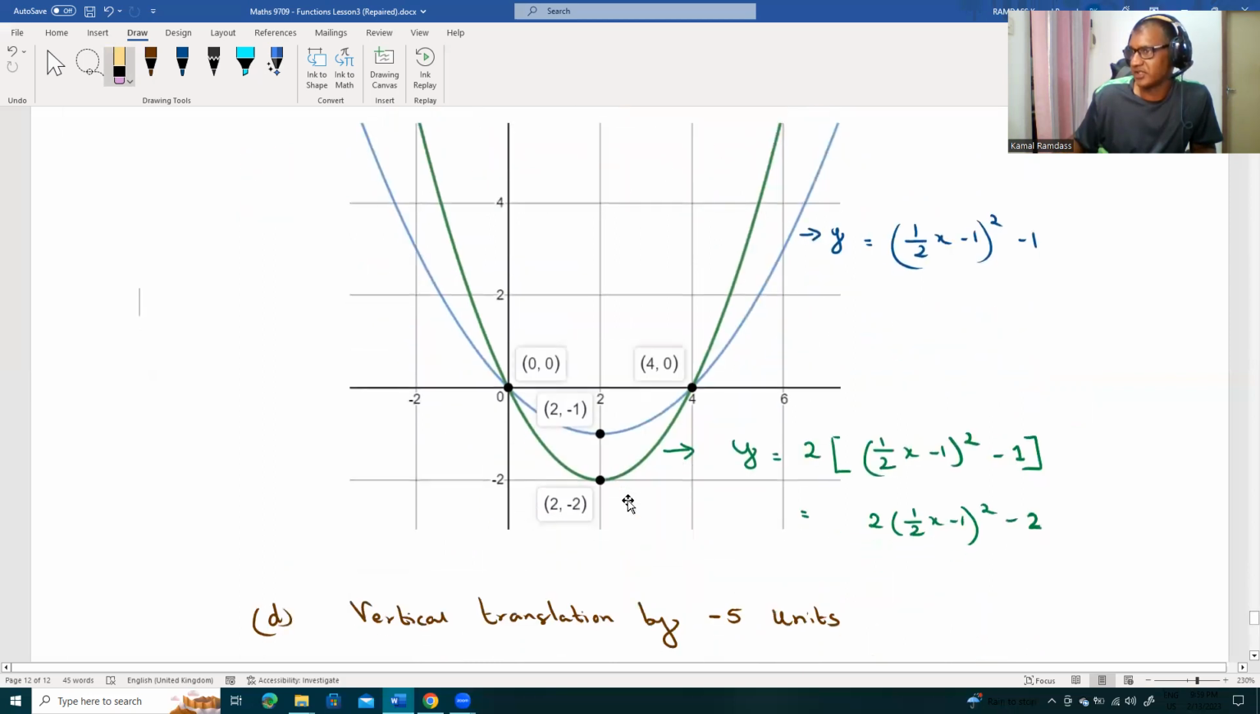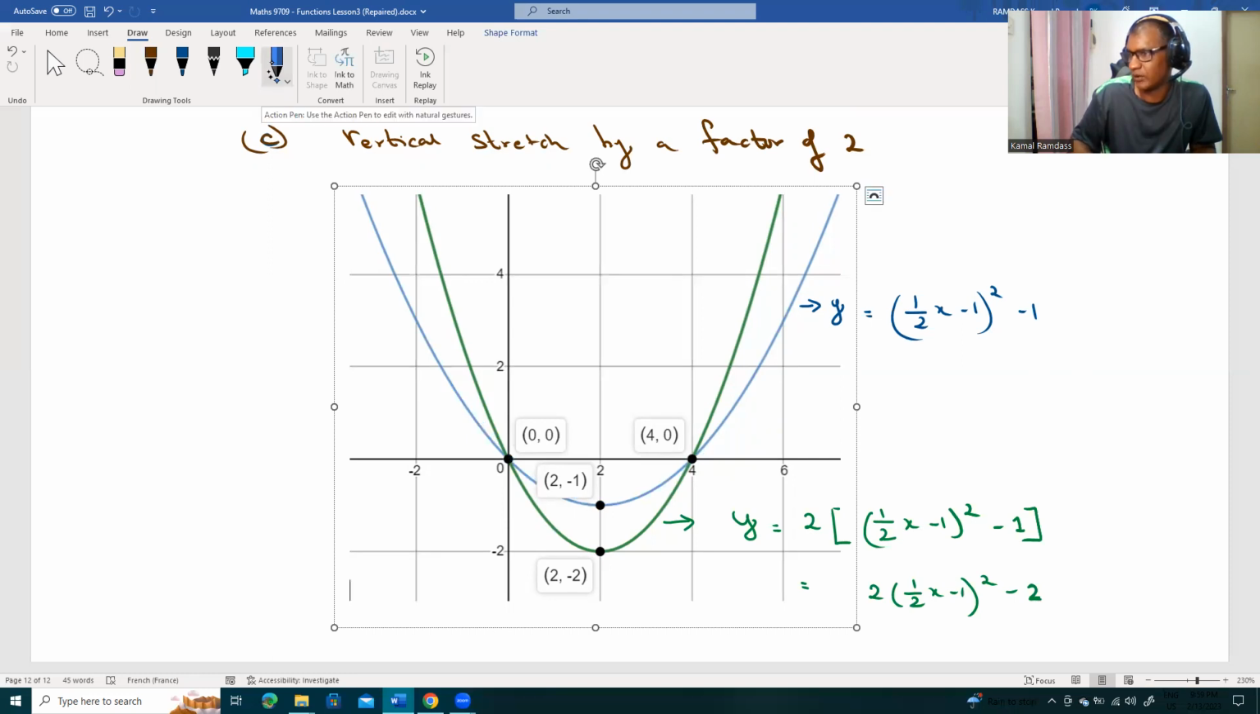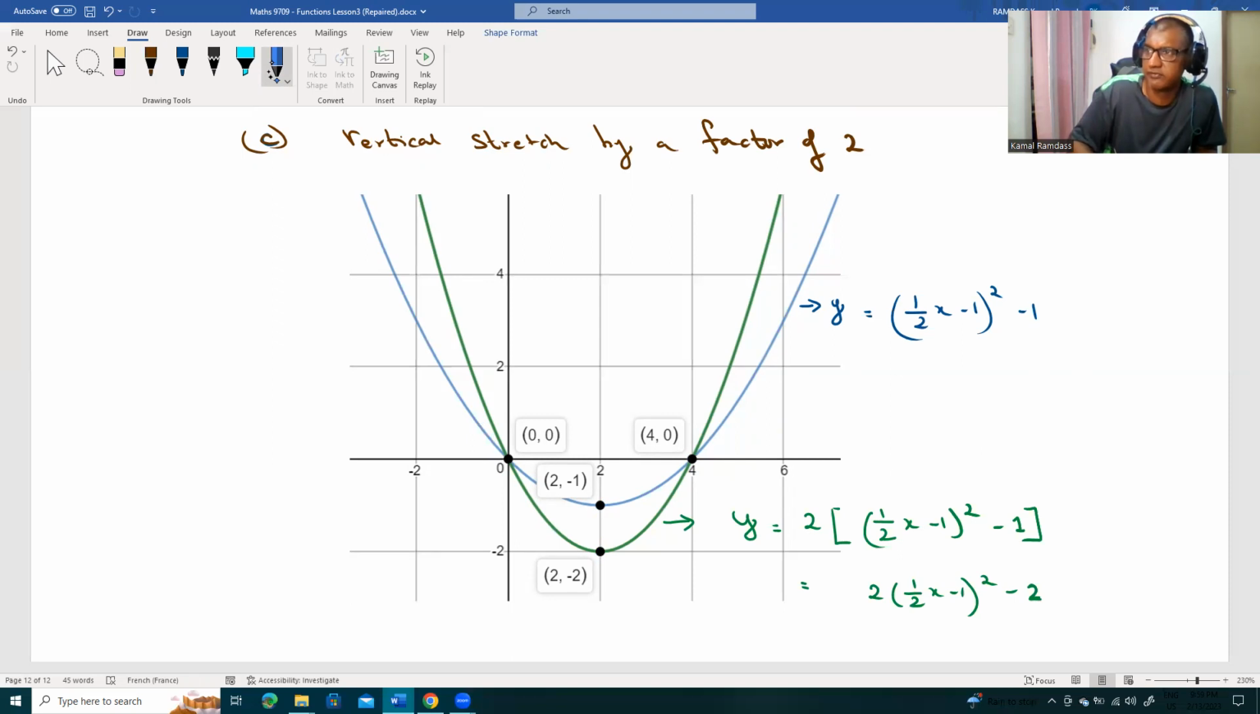Et vertically stretch. Il y a un motif bleu. Ça bleu là. On a un point là, 0, 0, 4, 0, 2 moins 1. Et vertically stretch, ça va un point là reste pareil. Ça point là pour stretch by 2. Ça veut dire minus 1 pour une minus 2. OK?